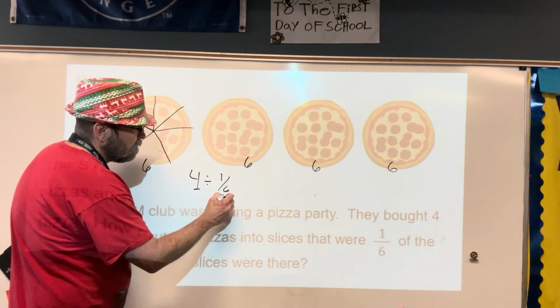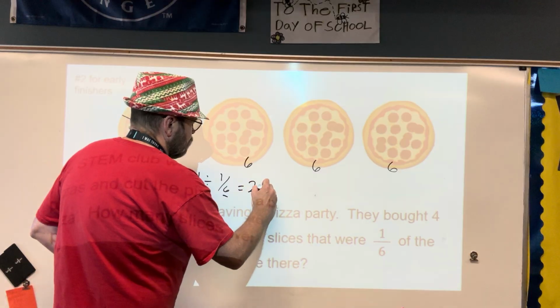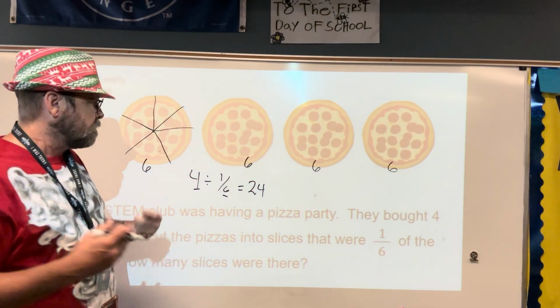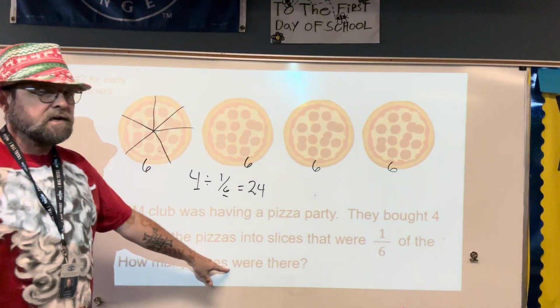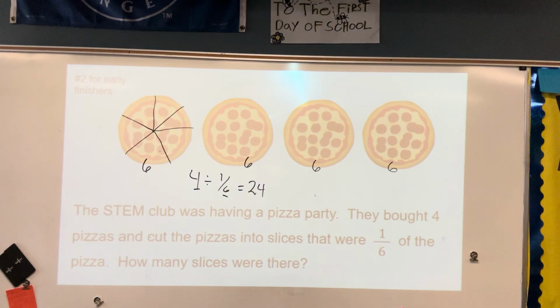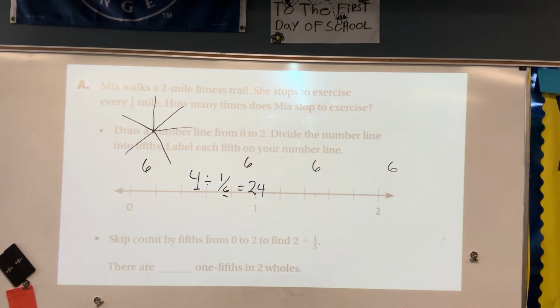Well, we have 4 times 6. I know it's going to be 24. Is it 1/24 or is it just 24? Well, it's just 24, because it doesn't make sense to say 1/24. How many pieces are there? 1/24? That's less than 1 piece. That makes no sense whatsoever.